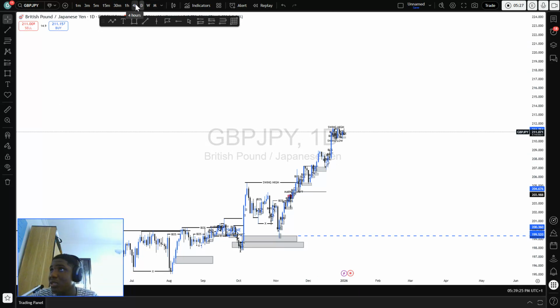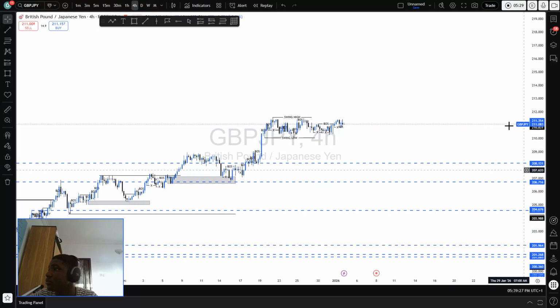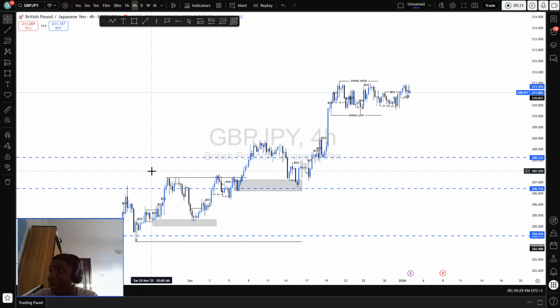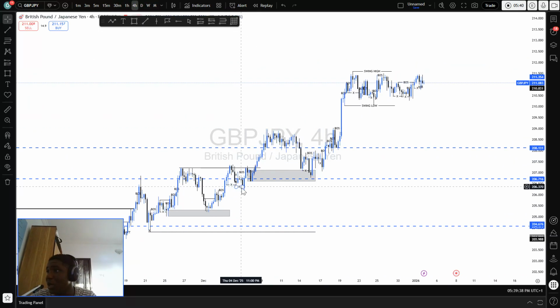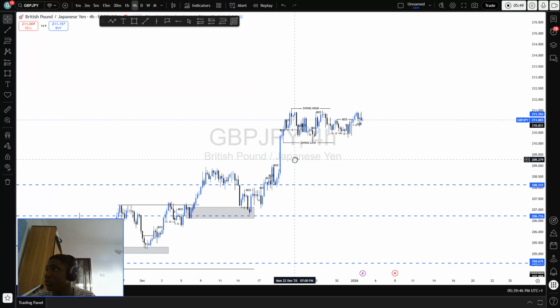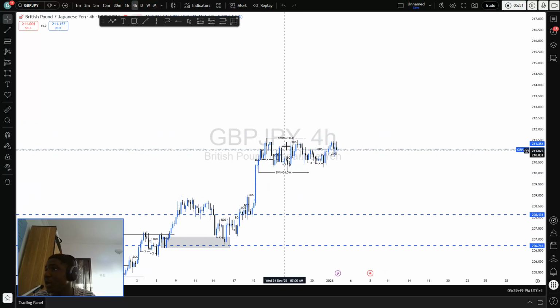So now I go down to our 4 hour time frame right here. I see price has been very bullish. It's even clearer on the 4 hour time frame. So after getting a break of structure: higher high, lower high, higher high, lower high, lower low. Sorry, what am I saying? Higher high, lower high, higher high. That pulled back into this one right here.